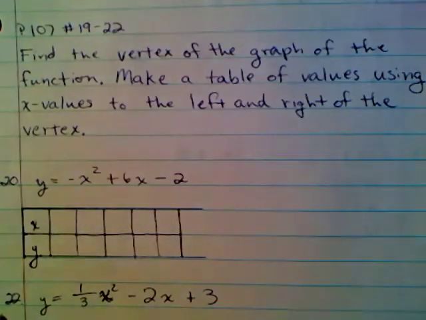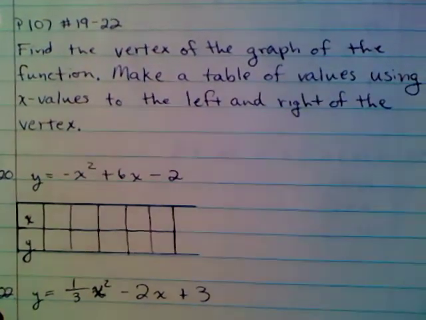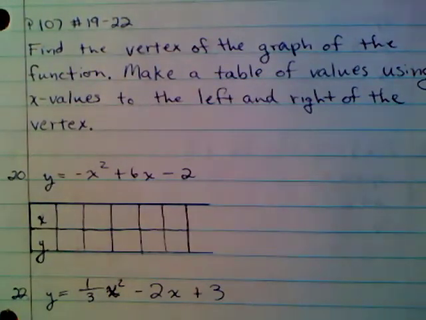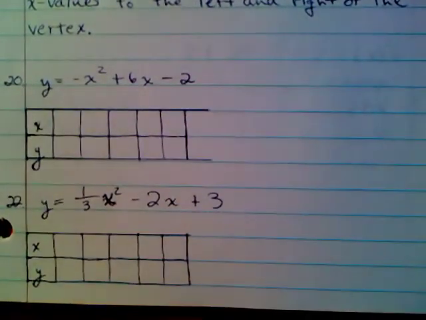Alright, so now we're on page 107 in the Math 1 book, numbers 19 through 22. The directions say find the vertex of the graph of the function. Make a table of values using x values to the left and right of the vertex. Okay, so I'm going to show you how to do numbers 20 and 22. It's up to you to do the rest.